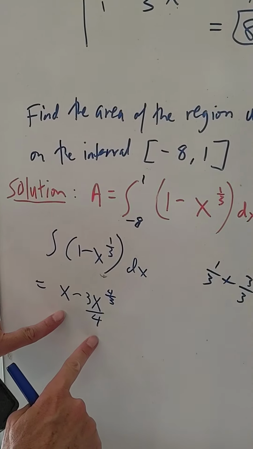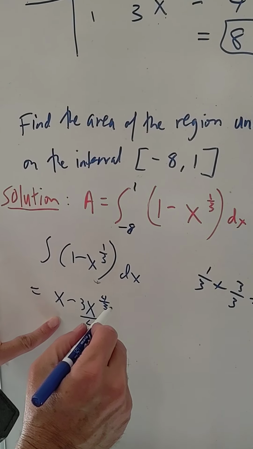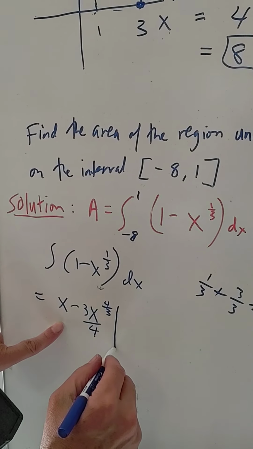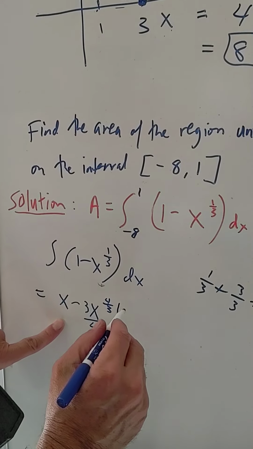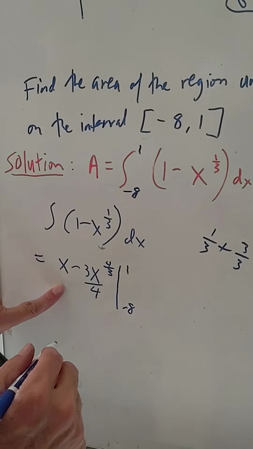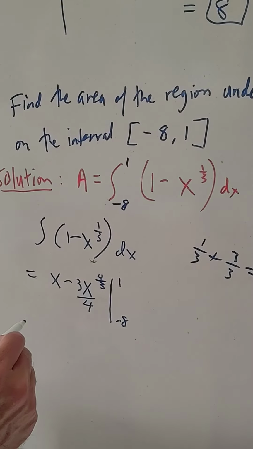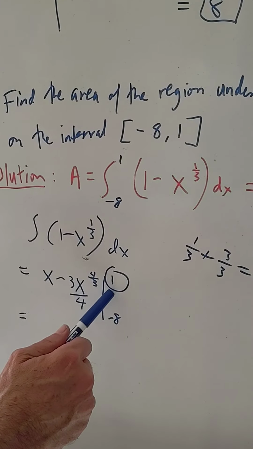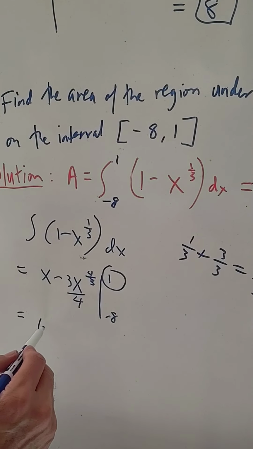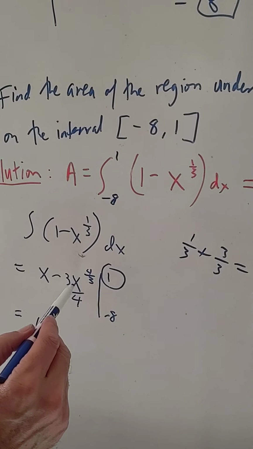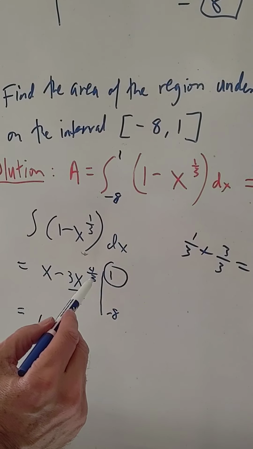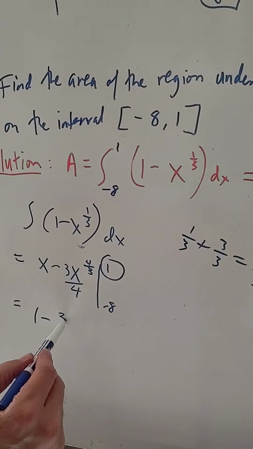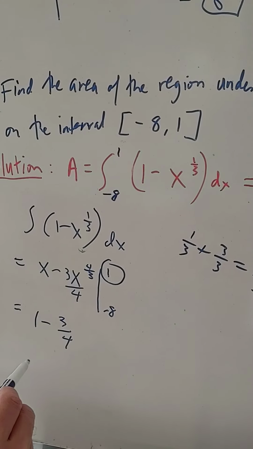So now that I have my antiderivative, you recognize, oh, this is a definite integral. So we have to evaluate this from x equals -8 to x equals 1. Okay, and now to get our answer, we're going to first input the 1. You always do the top limit of integration first. When x is 1, I get 1 minus, do this exponent first. When x is 1, what's 1 to any power? It's 1. 3 times 1 is 3, and then over 4, for 3/4. So that's what I get when I input the 1.